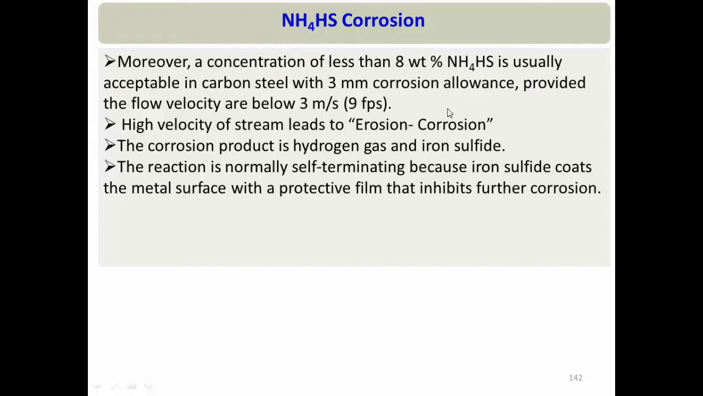But here is another problem. If you add more than the required amount of water, what will happen? Erosion corrosion will take place. So we need to be very optimum here.